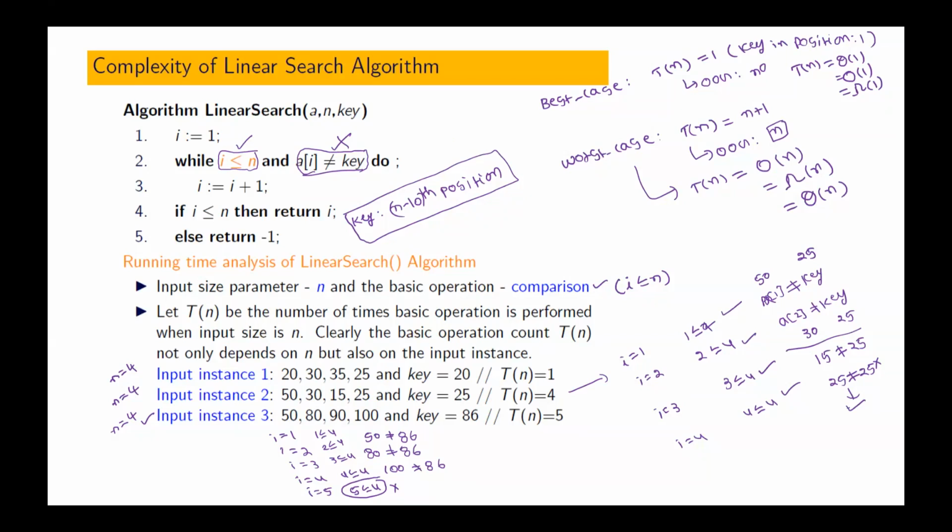If I know that the key is always present in the n minus 5 position, this algorithm performs n minus 5 comparisons, no? So it is the same as the worst case input only. Even if I know that the key is present in the n minus 100th position, is it a worst case input or not?